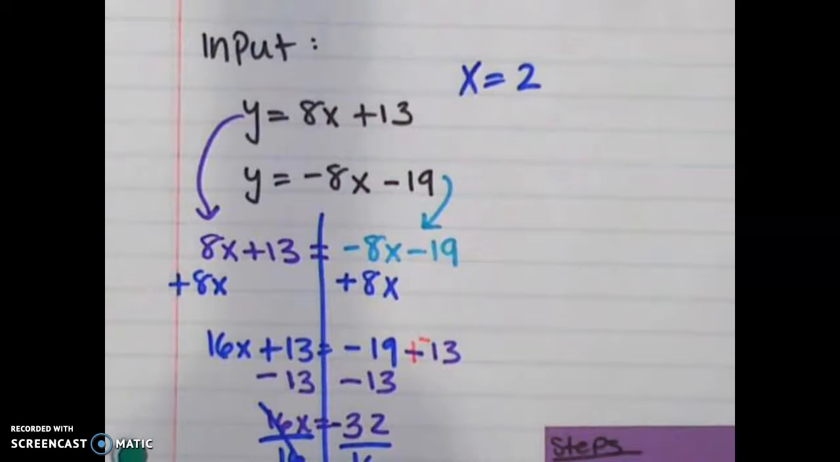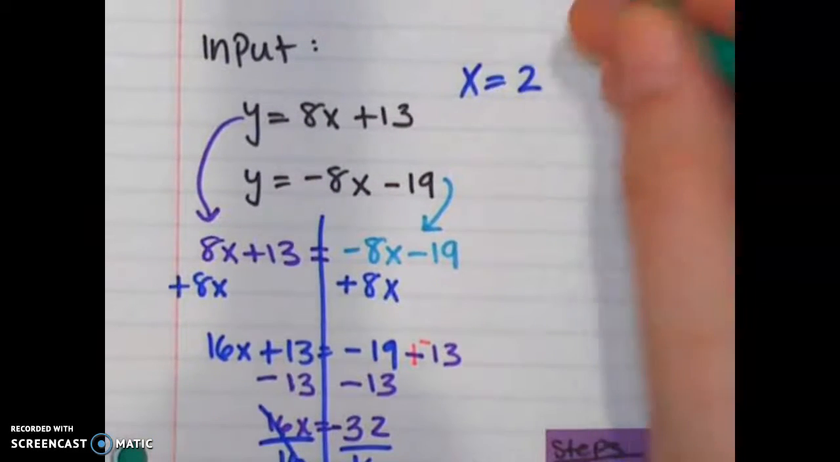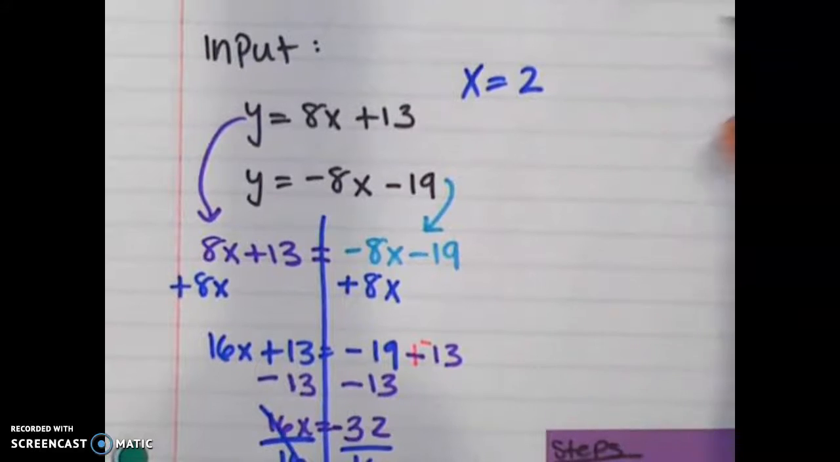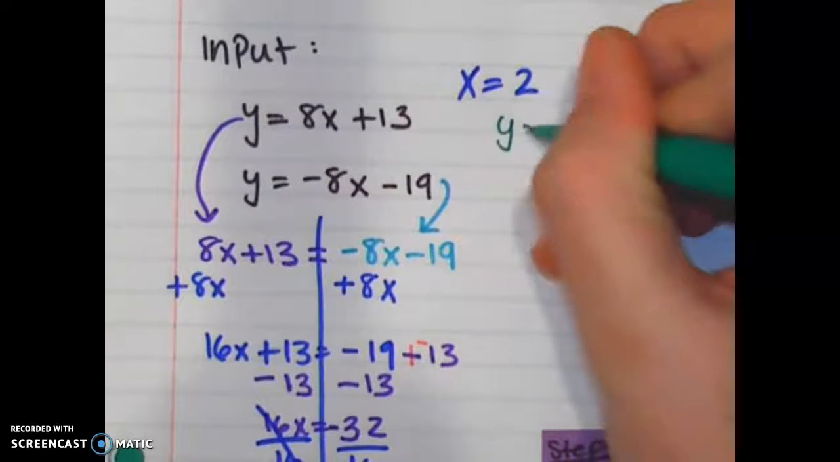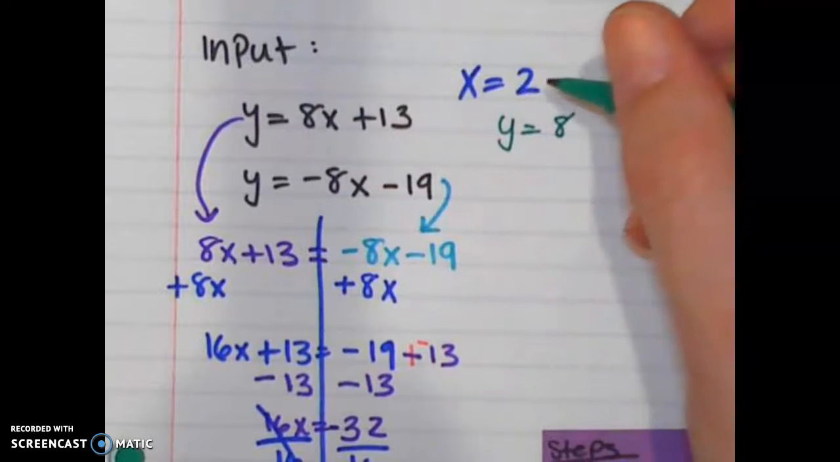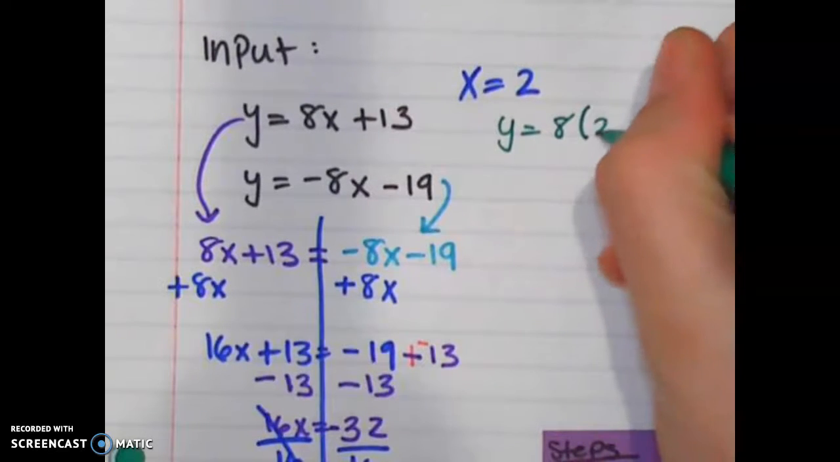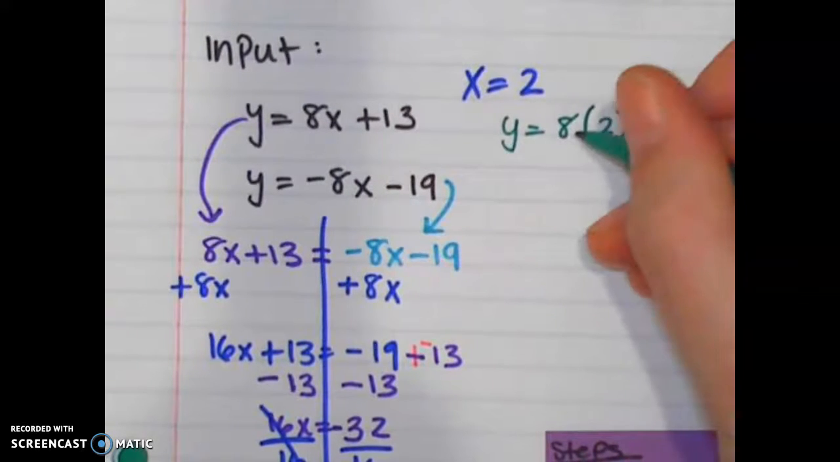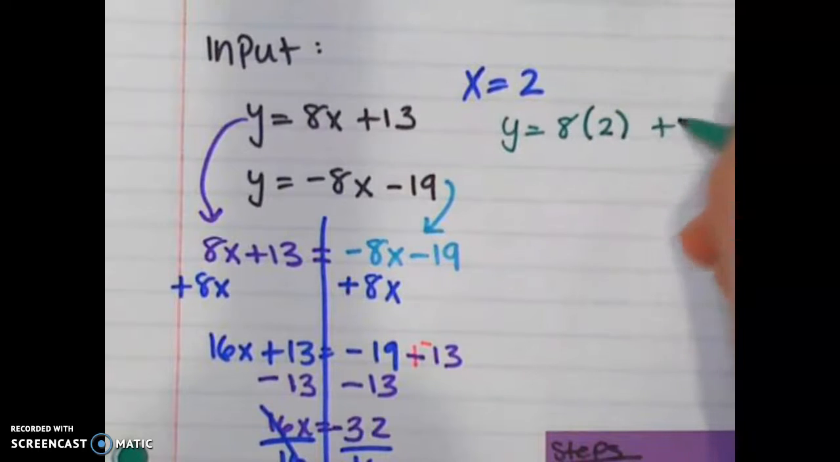So now I'm solving for y. I know what x is, but I've got to solve for y. Remember, our ordered pairs have x's and y's. So y equals 8 times x. x is now 2, so I'm going to put parentheses. This is how you insert a new number. 8 times 2 plus 13.